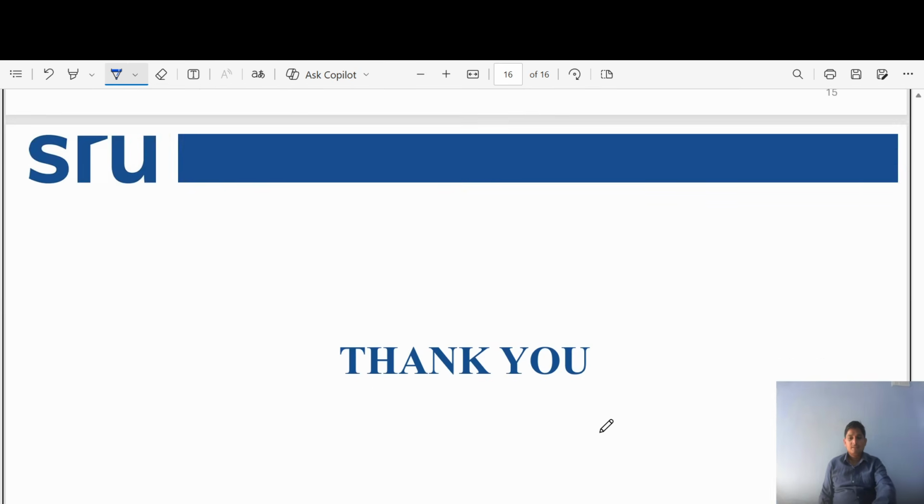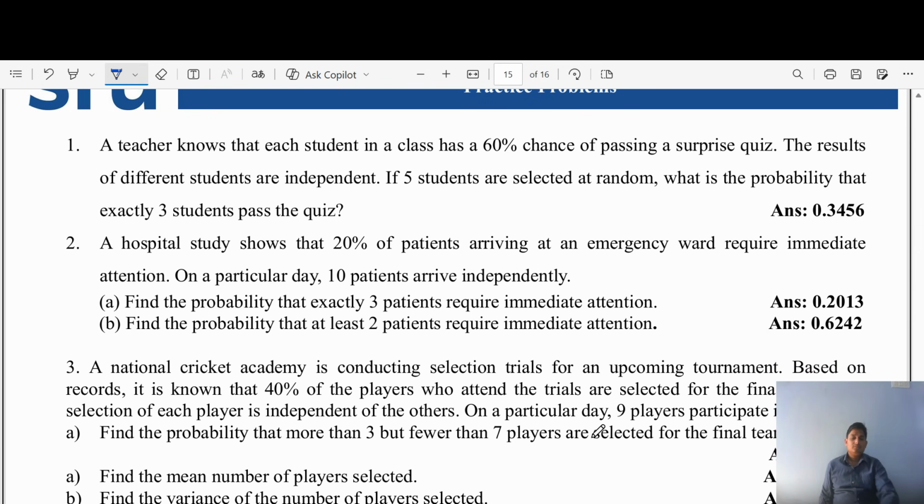Now there are some practice problems in which we find the result. So these are very important practice problems. I will solve them one by one.